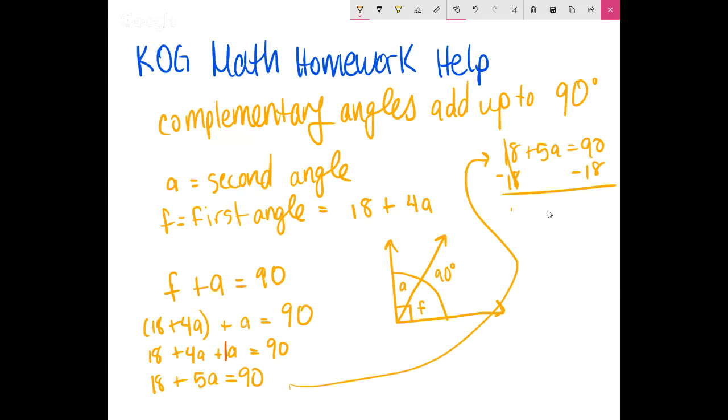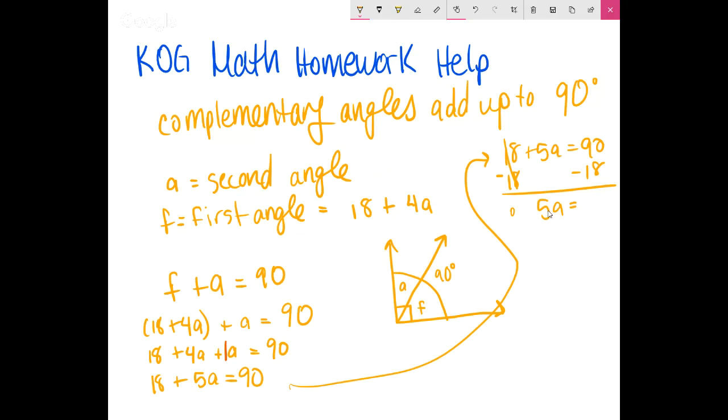18 minus 18, that's 0. And then we just had 5A. 90 minus 18. That's how I like to do my subtraction. 90 minus 10, because 18 is 10 plus 8, right?